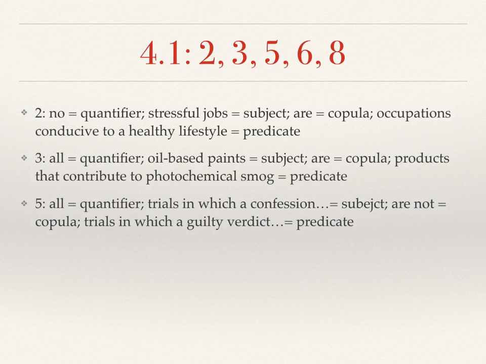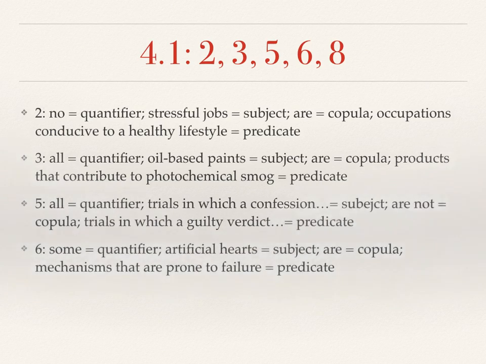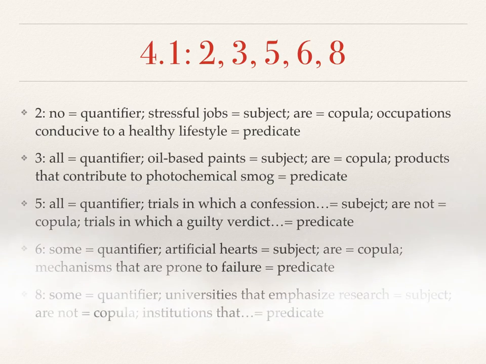For number 5, the quantifier is all. The subject is trials in which confession, and so on. And the copula is are not, and the predicate is trials in which a guilty verdict can be overturned. So that's the predicate. Number 6, the quantifier is some. The subject is artificial hearts. The copula is are, and the predicate is mechanisms that are prone to failure.